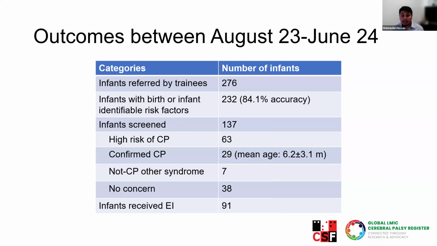In the last 11 months, stakeholders referred 276 potentially high-risk children. Among them, 232 had newborn and infant detectable risk factors, achieving an 84% accuracy. Out of the 137 children screened, 60 infants were categorized as high risk for CP, and 29 infants received a confirmed CP diagnosis. The mean age at CP diagnosis was 6.2 months. All infants diagnosed as high risk or confirmed CP have received early intervention services.